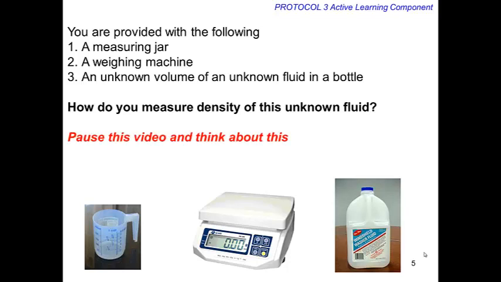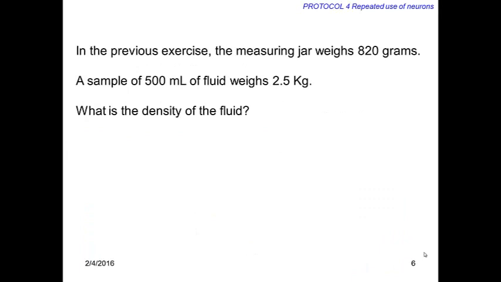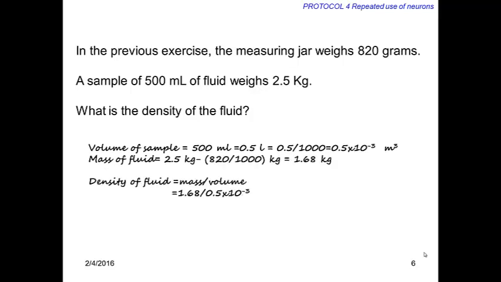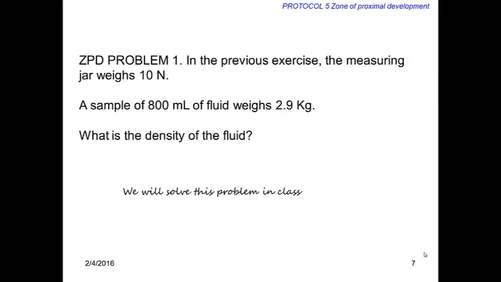Now in your thought experiment, the jar weighs 820 grams, jar filled with 500 milliliters of fluid weighs 2.5 kilogram. Calculate density. First step is to calculate volume of fluid in meter cube. Then find the net mass of fluid. Density is the ratio of these two numbers. We will solve this problem in class using Microsoft Surface Pros and using a screen sharing technology.